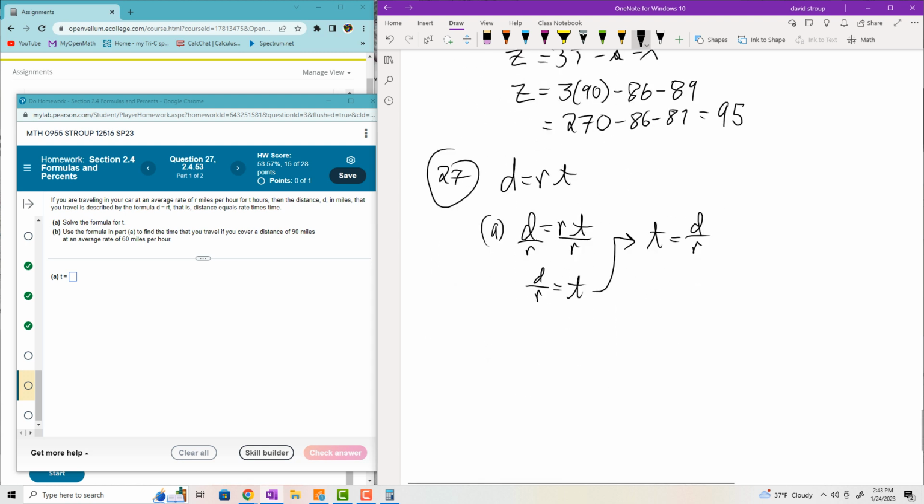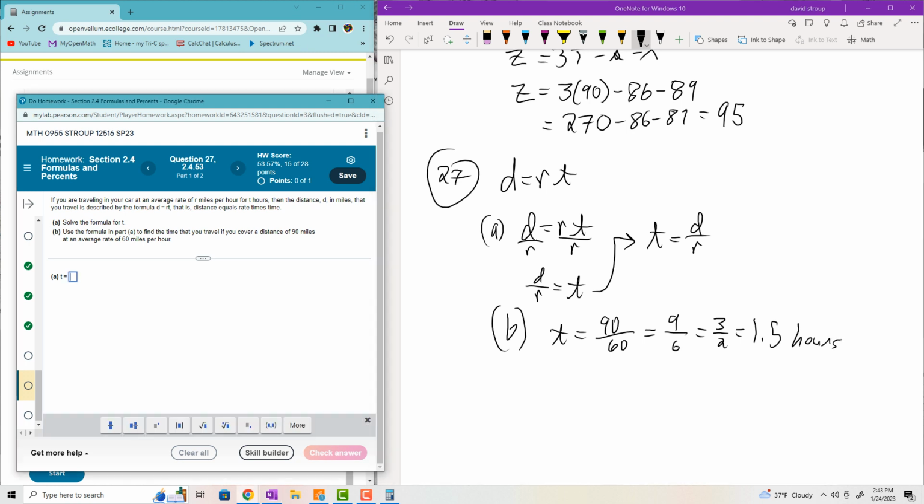Part B, use the formula in part A to find the time you travel if you cover 90 miles at an average rate of 60 miles per hour. So the time will equal, so it's a distance of 90, so D is 90, plugging and chugging, all over the rate, which they're saying is 60. Okay. So it'll be 9 over 6, which is 3 halves, which is 1.5. It's miles per hour, so the time units are hours. And so I believe 1.5 hours.